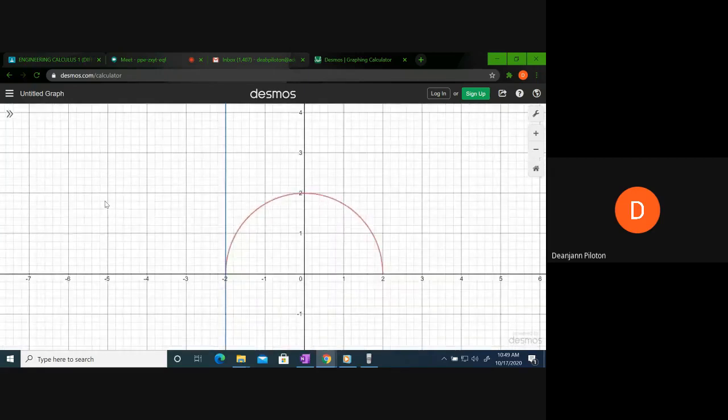So kung mag-approach sa karon og limit na to the left, from the left sa negative 2, wala siya kailangan i-approach sa mga values, di ba? Kaya wala siya yung portion diyan na graph. Unlike diri a class sa right side, just to the right sa negative 2, naa pa ning graph. Nag-exist pa ni siya na y is equal to square root of 4 minus x squared.